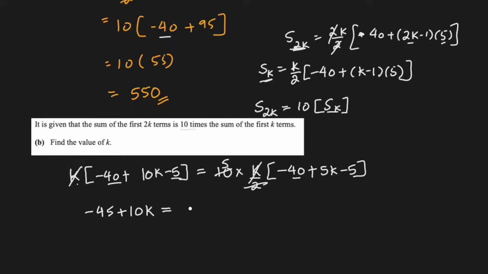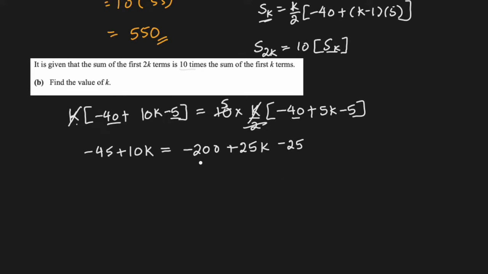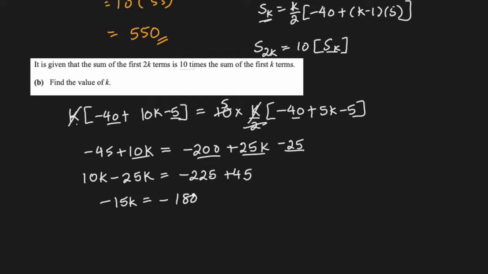5 times minus 40 is minus 200. And the 5 times 5k is 25k. And 5 times minus 5 will be minus 25. So let's crowd the k's on one side and numbers on one side. So 10k and this 25k will be together. So 10k minus 25k equal to minus 225 plus 45. So minus 15k is equal to minus 180. Okay, both are negative, cancel.